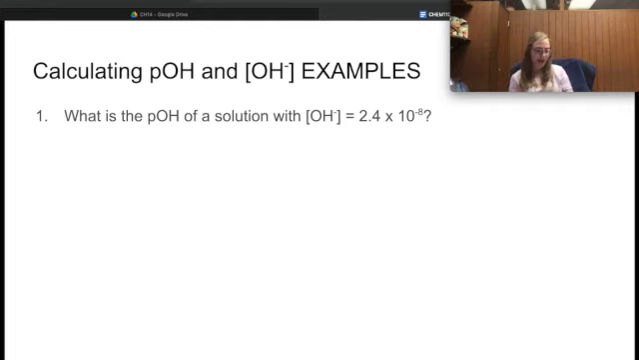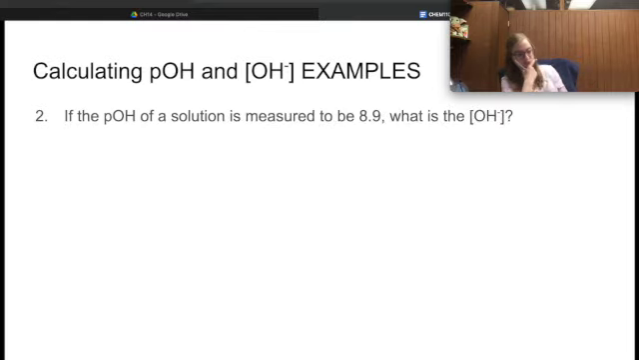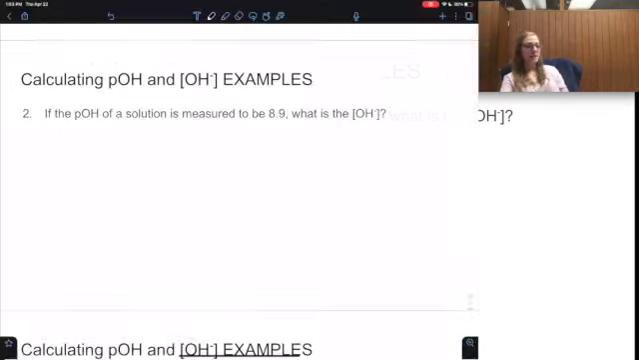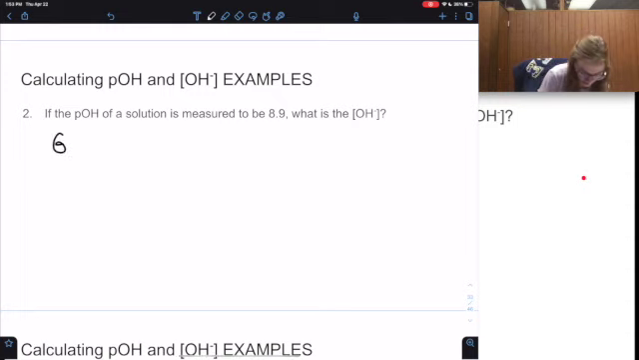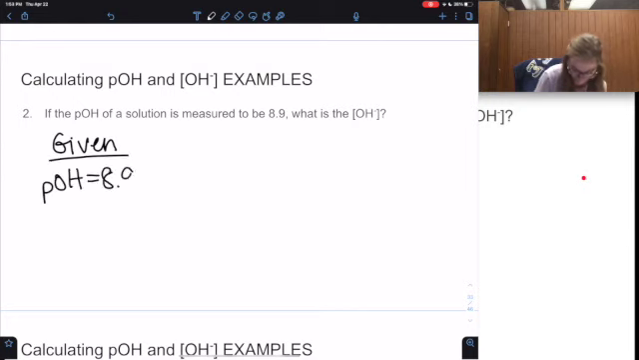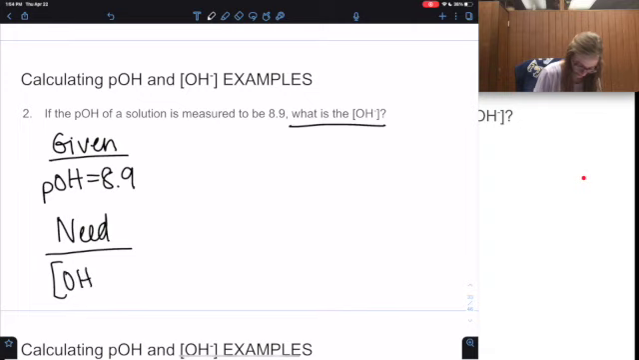Okay, so let's go ahead and check out the second one as well that I have given you. It says that if the pOH of a solution is measured to be 8.9, what is the concentration of OH minus? Well, so if the pOH in solution is measured to be 8.9, I'm given that pOH equals 8.9, and it's asking what is the concentration of OH minus, so I need the concentration of OH minus here.